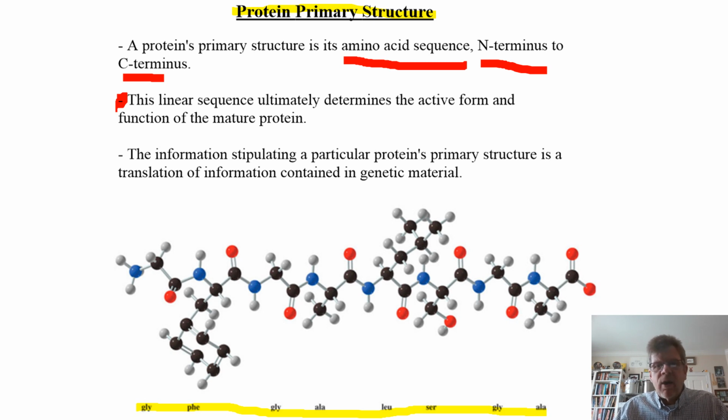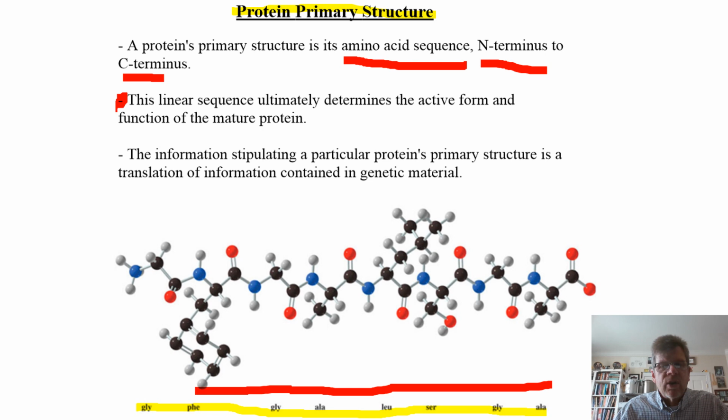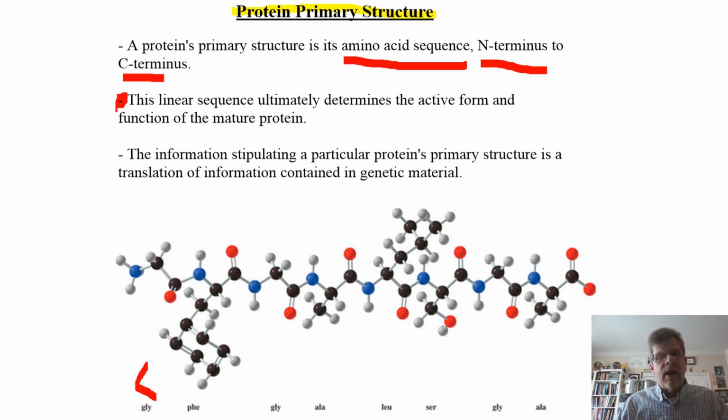If we looked at it instead in the other direction, ala, gly, ser, leu, ala, gly, phe, gly, which would be, as we know, now we're going right to left, C-terminus to N-terminus, that would be a completely different protein. It would have a completely different function, if it had any function at all, and it's very different than the left to right reading of it. That is very, very important when we're talking about proteins.